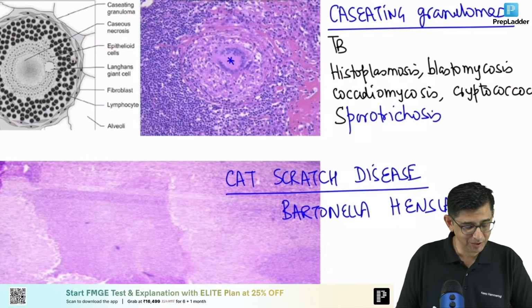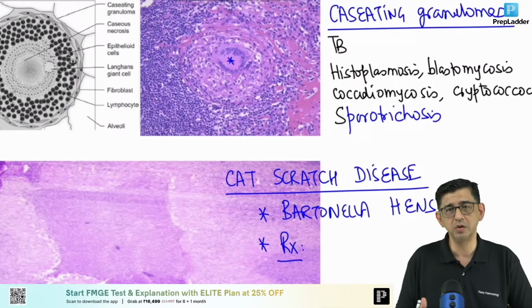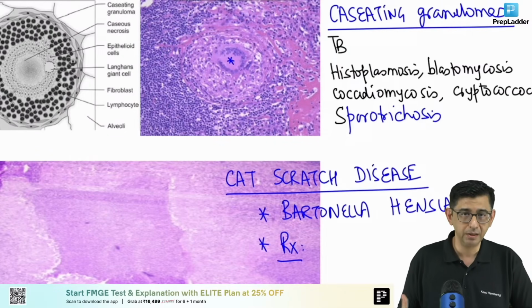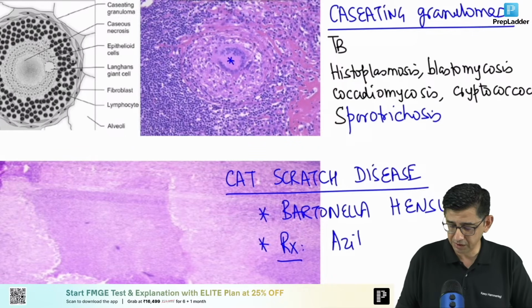So cat scratch disease, Bartonella henselae, very good, very good. I think most people have answered correctly. Minor lesions of cat scratch disease can be self-resolving also, but if the lesions are multiple, like the cat scratched a person multiple times, then treatment needs to be given. One of the treatments that we can give is doxycycline. The first treatment that is usually given is azithromycin.